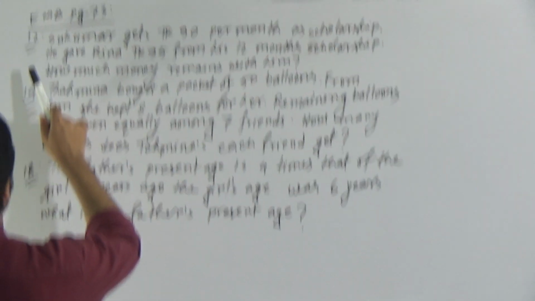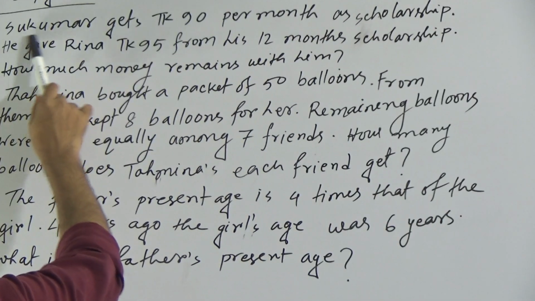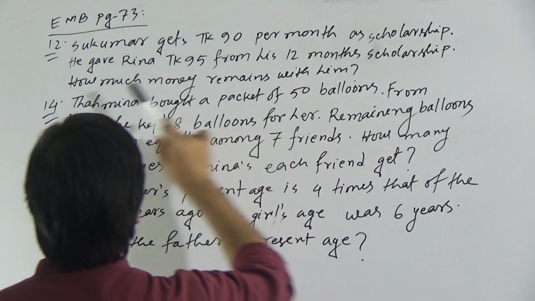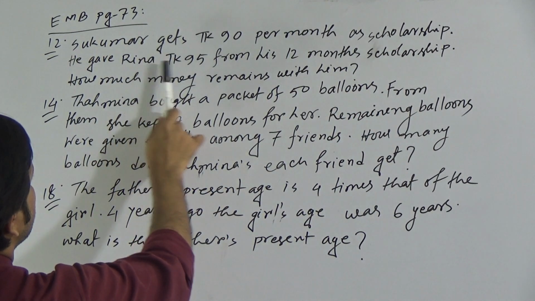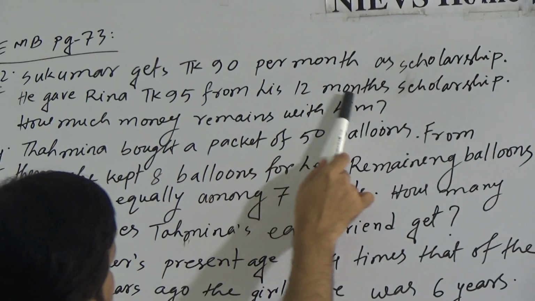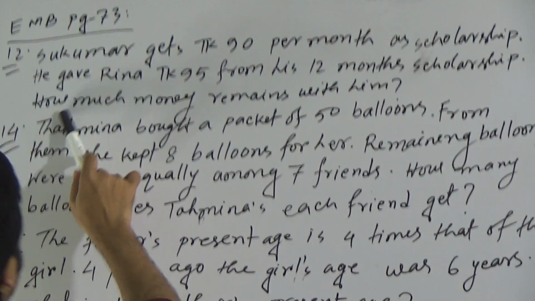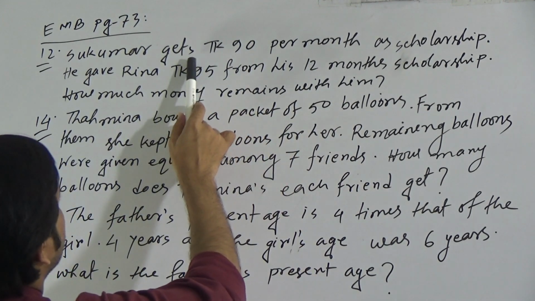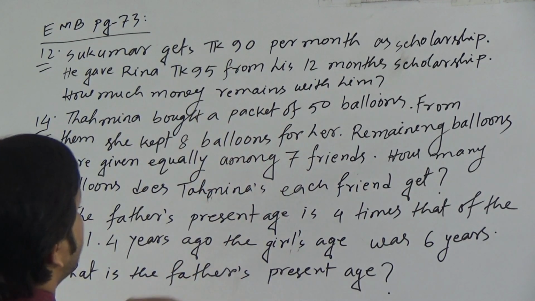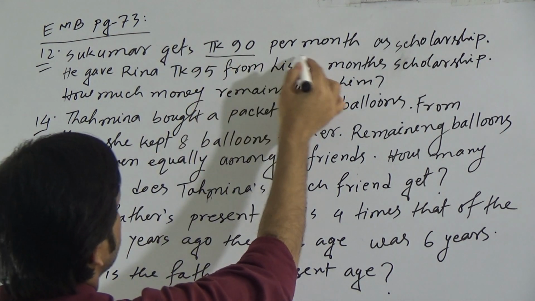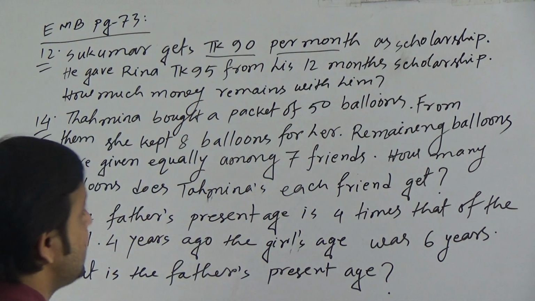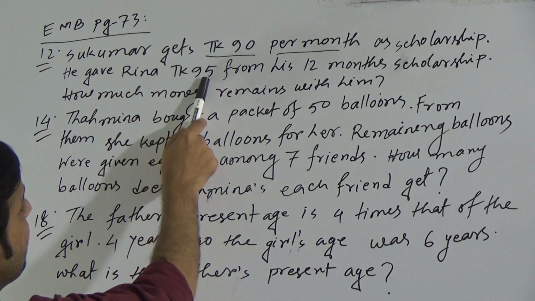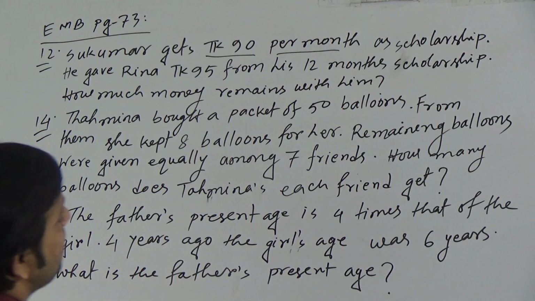3 questions. At first I have written question 12. Shukumar gets taka 90 per month as scholarship. He gave Rina taka 95 from his 12 months scholarship. How much money remains with him? It means that Shukumar gets taka 90 per month. It means that in 1 month Shukumar gets taka 90. He gave Rina taka 95 from his 12 months scholarship.